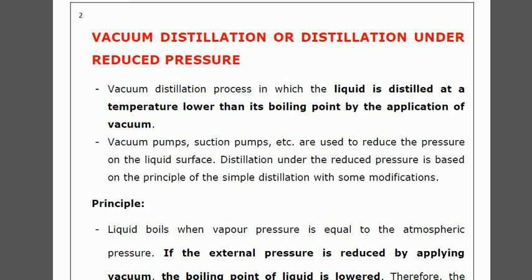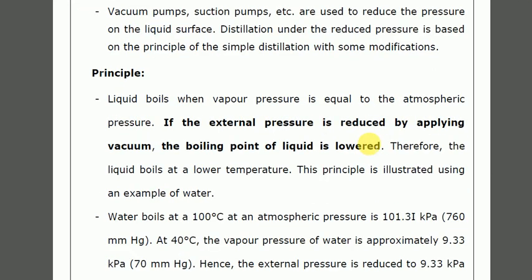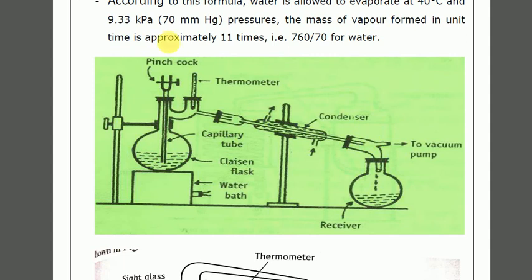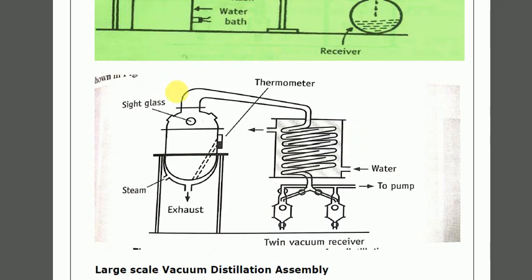Vacuum pumps, suction pumps are attached to the simple distillation assembly like this. See. Everything else is the same. Only thing is here a vacuum pump is applied and this flask has only two outings, or you can say two openings. Correct? Other than that, the base is the same. Even this is the same as that of simple distillation, large scale assembly. Okay. Only difference is here a twin vacuum pump is there.